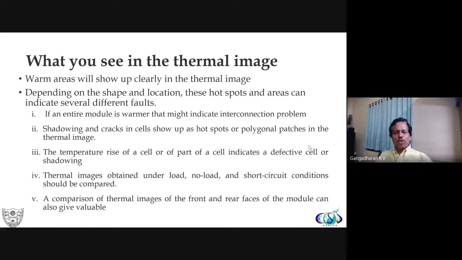It is not that easy as such. If an entire module is warmer, that might be indicating an interconnection problem. Or some of the things which I'm listing here. Shadows and cracks in a cell show up as hotspots. Polygon patches in the thermal image. The temperature rise of a cell or a part of the cell indicates a defective cell or a shadowing.